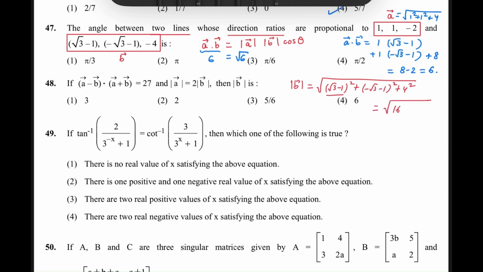And then you have a square plus b square minus 2ab, a square plus b square plus 2ab. So plus 2ab cancels out. So then you'll be getting plus 4 and plus 4. So that way you'll get root 24, right? So root 24 is this, and then you have cos theta.